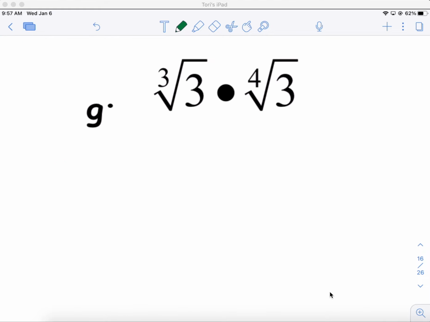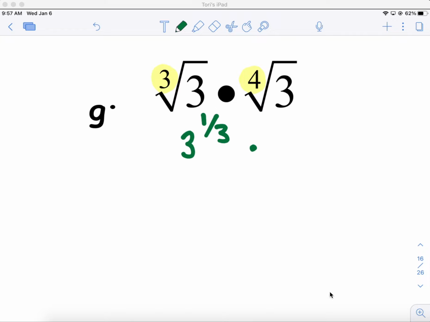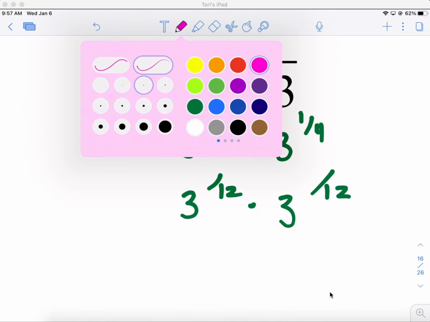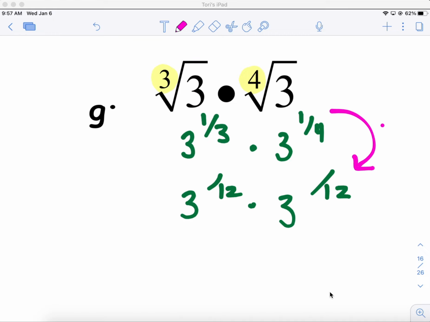All right, let's look at G. Looking at G, I have different radicals, and this is where it's going to get a little spicy. I have different radicals, so it's probably easier to think about this with common denominators if we switch to fractions. I'm going to rewrite this as 3 to the 1/3 times 3 to the 1/4, and then I'm going to rewrite this with a common denominator. 3 and 4 have a 12 in common, so let me change colors real quick. To get here, I need to multiply by 3. To get here, I need to multiply by 4.